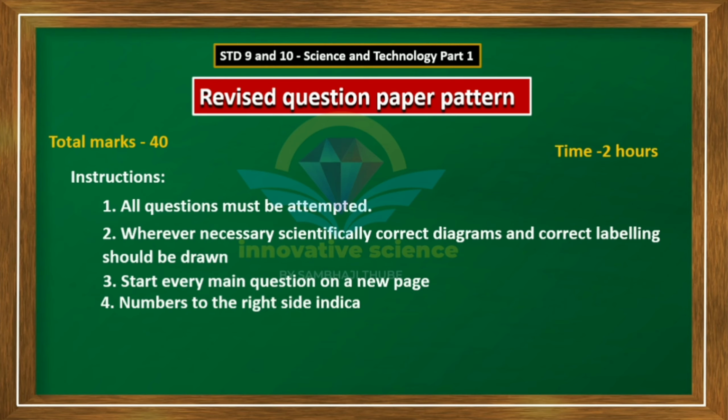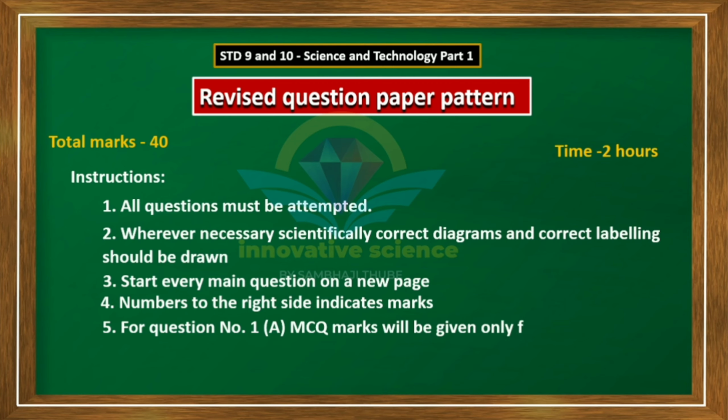Then fourth instruction is that numbers to the right side indicate marks. They show that question consists of how many marks. Then fifth instruction is that for question number 1A, MCQ marks will be given only for the first attempt.